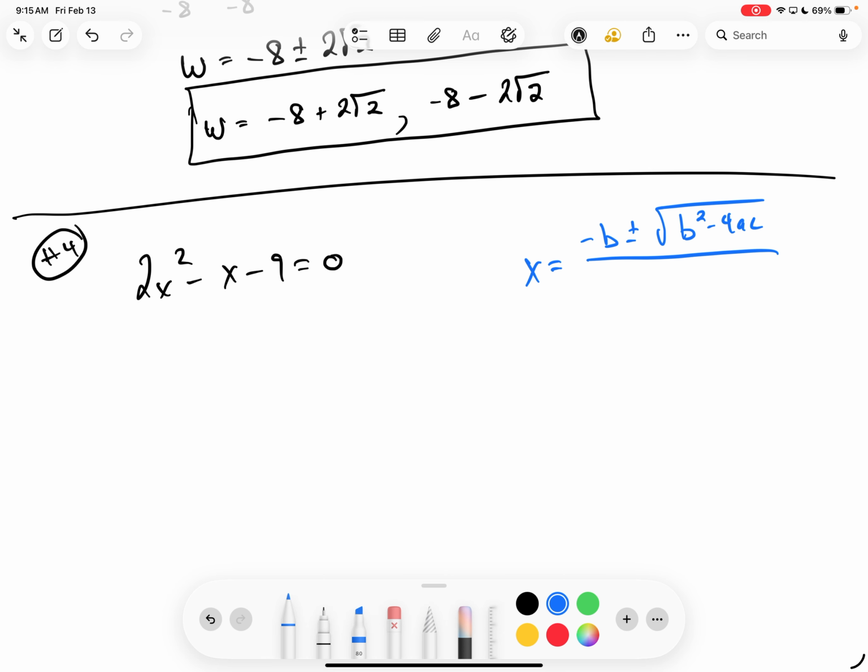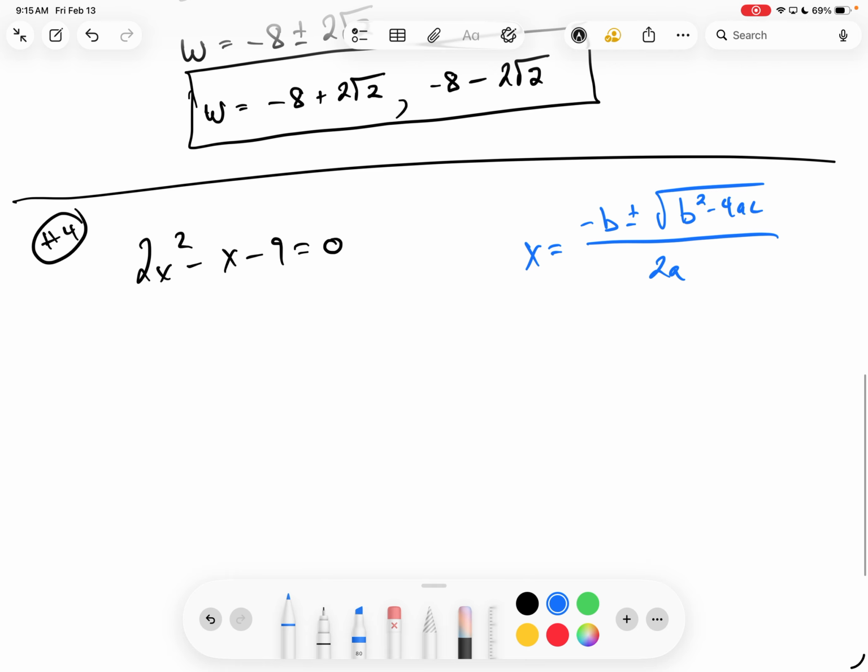The opposite of b plus or minus the square root of b squared minus 4ac all over 2a. So remind me to write that formula on the board next week. I won't make you memorize that. All right, so our formula is ax squared plus bx plus c equals 0. That's the general quadratic equation.